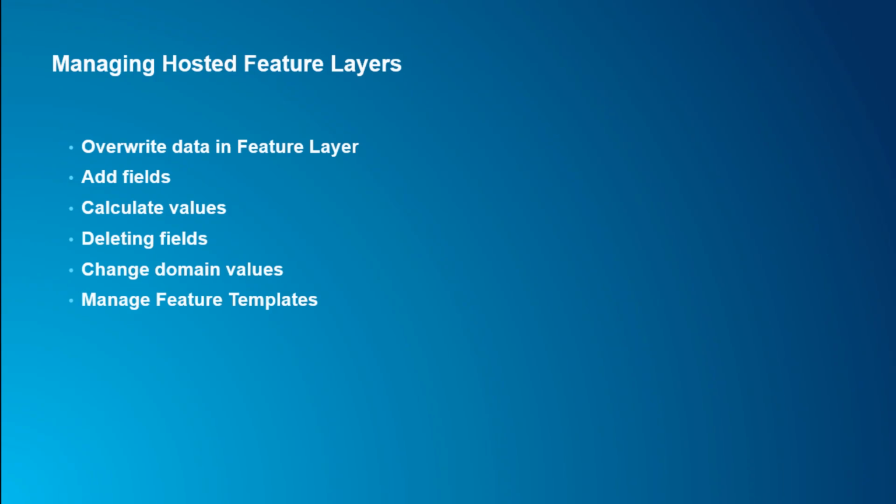When you have a feature layer, often you've got data, you uploaded it, but now you've got some updates to that data. You could overwrite the data very easily if you have updates to your data. And if you want to add fields, if you want to calculate a field based on the values of some other fields, you could do that. You could delete them. You could change domain values. For example, you could say that this field can only have these values. Domains and subtypes are supported, and feature templates as well.